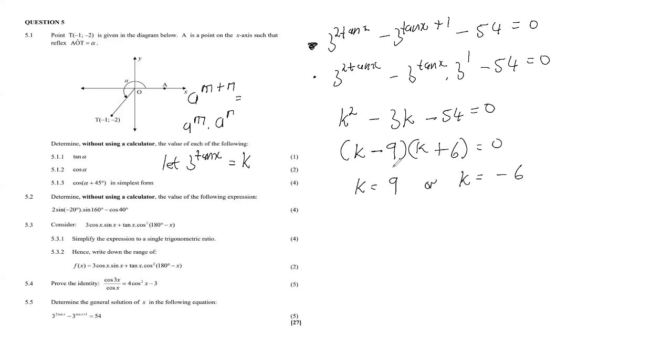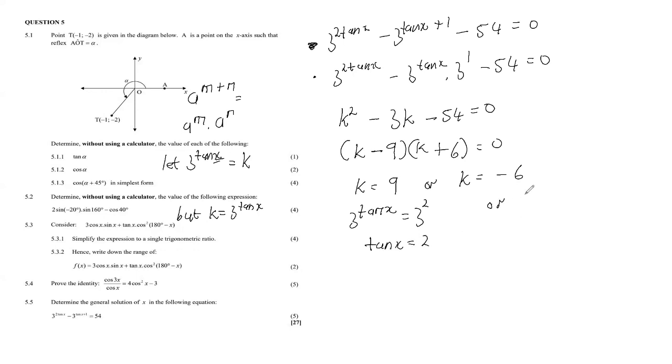But then remember, we were not solving for k, we were trying to solve for x. So we have to remind ourselves that k is equal to 3 to the exponent of tan x. So now we bring over the 3 to the exponent of tan x, and then the 9 can be written as 3 to the exponent of 2. This will give us tan x equals 2.